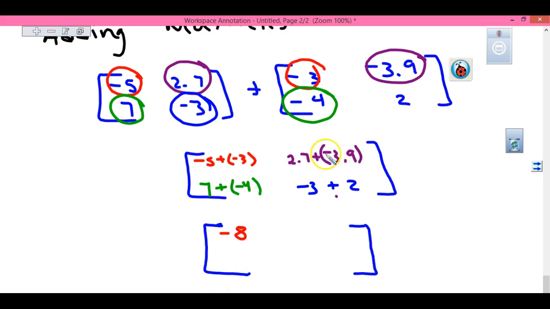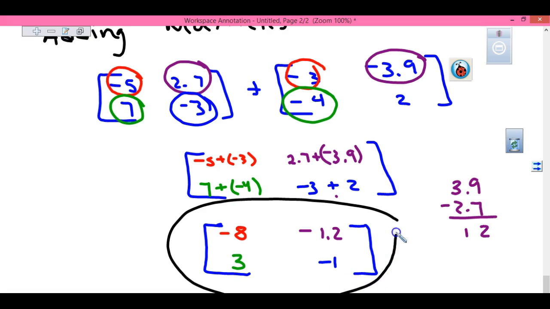2.7 plus negative 3.9. Is my answer going to be positive or negative? Negative, and I have to subtract 3.9 minus 2.7. 1.2. What about 7 plus negative 4? Is my answer going to be positive or negative? Positive, so 7 minus 4 would be 3. And lastly, negative 3 plus 2, is my answer going to be positive or negative? Negative.